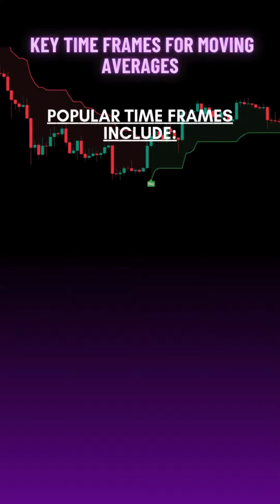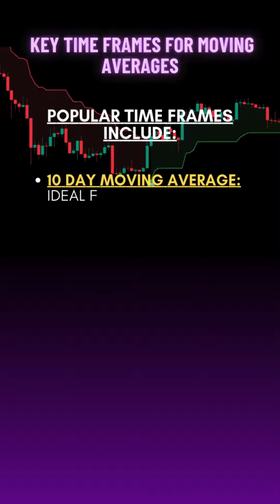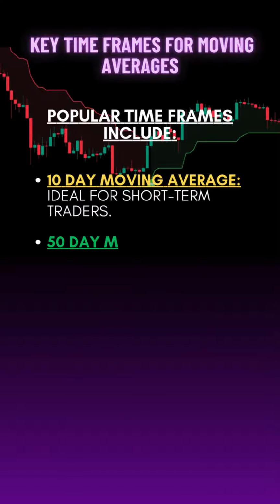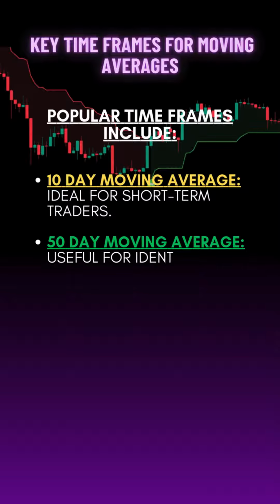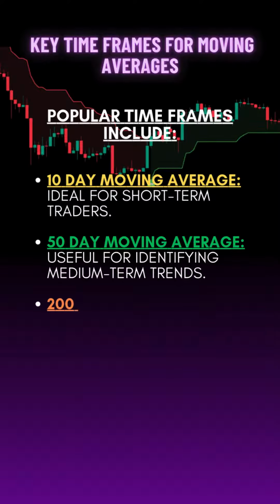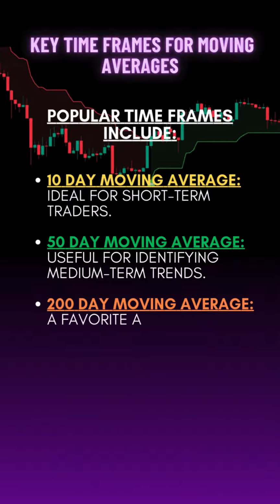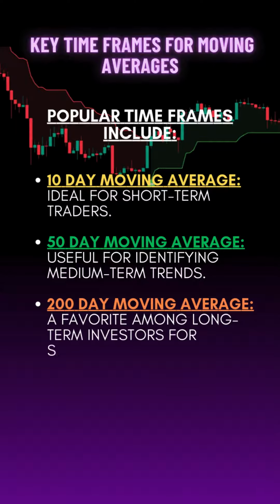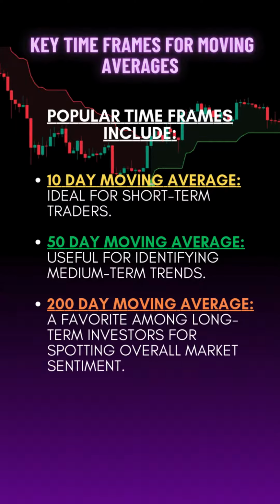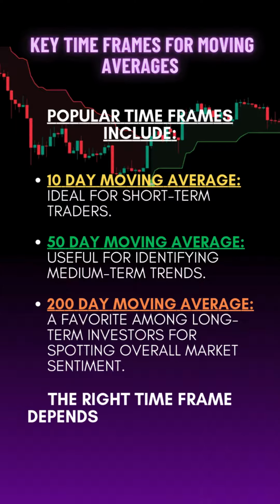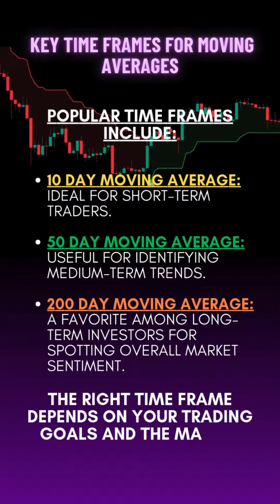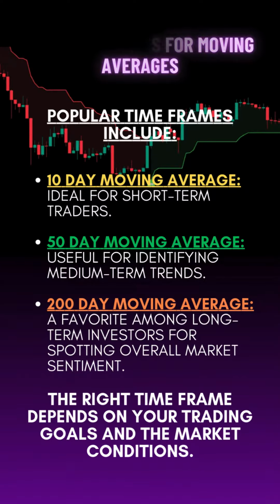Key time frames for moving averages. Popular time frames include 10-day moving average, ideal for short-term traders. 50-day moving average, useful for identifying medium-term trends. 200-day moving average, a favorite among long-term investors for spotting overall market sentiment. Remember, the right time frame depends on your trading goals and the market conditions.